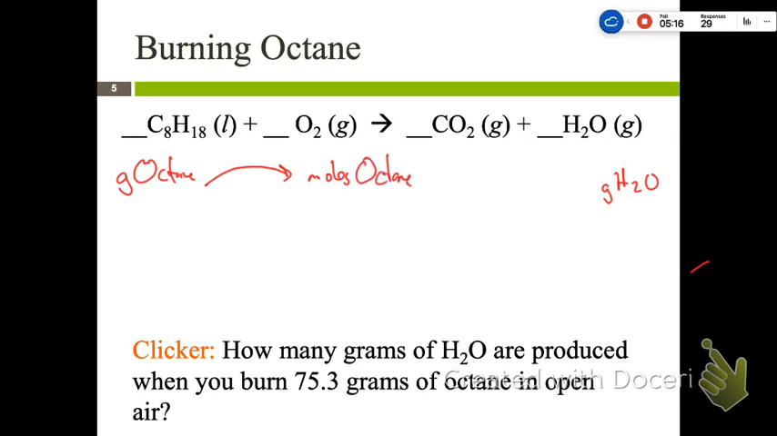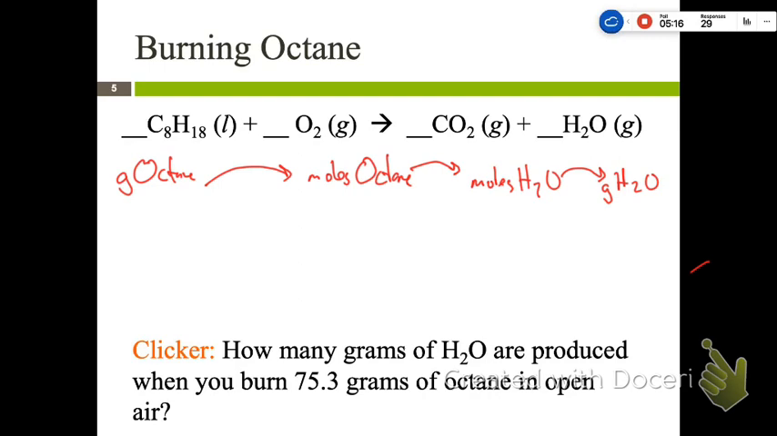Okay, so we need to go from how heavy it is in grams of octane to how many in moles of octane. And then, can we go directly from moles of octane to grams of water? What are we missing in between? How many molar water to octane? Okay, so we need to find moles of water. So these are the 3 steps we need to do. Each arrow represents a step.